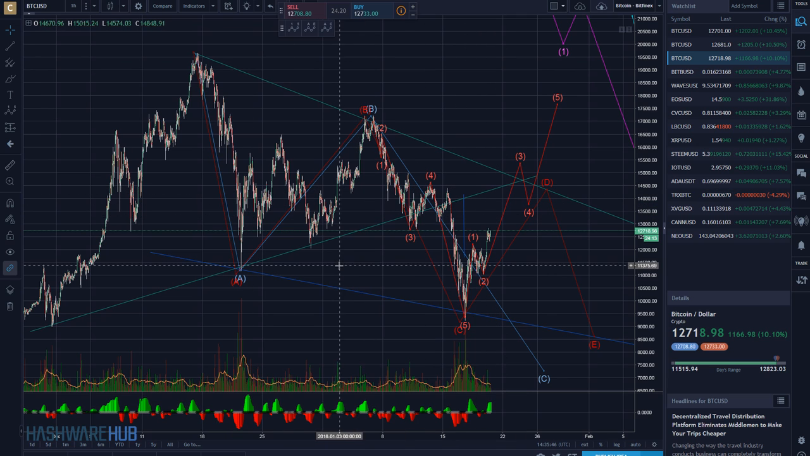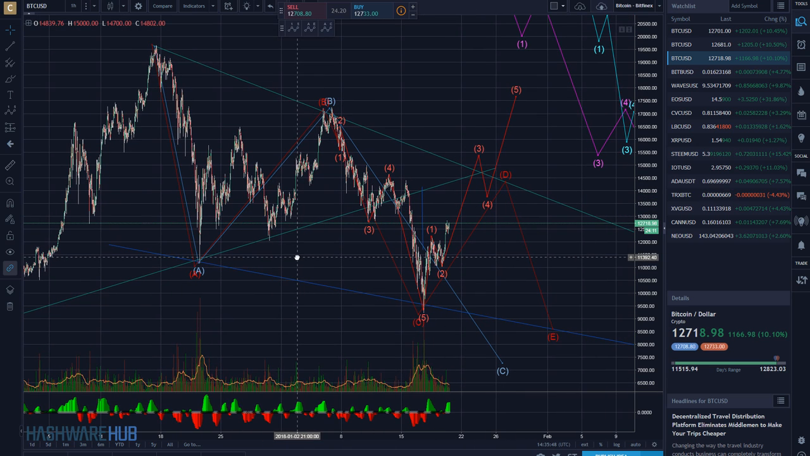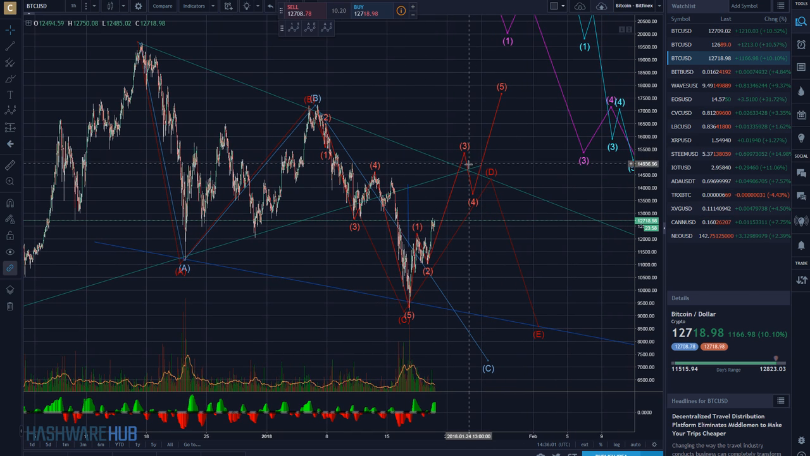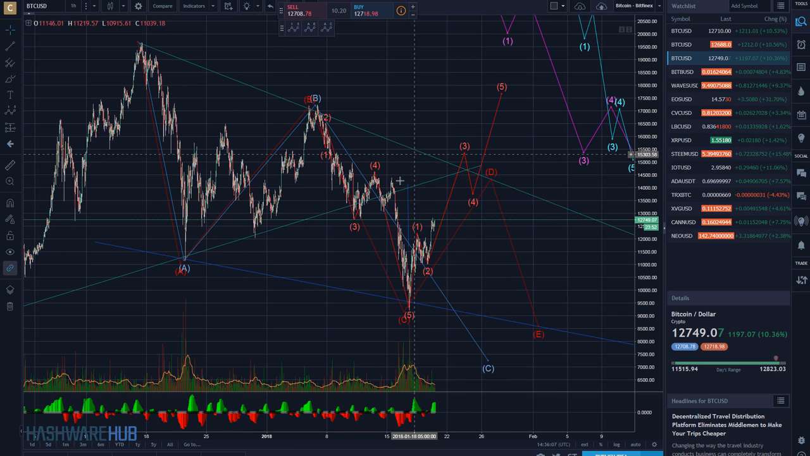So what this does is heighten the importance of this level. It greatly heightens it. So not only is it the top of the wedge, it's also the point of this triangle that we had also drawn a long time ago.